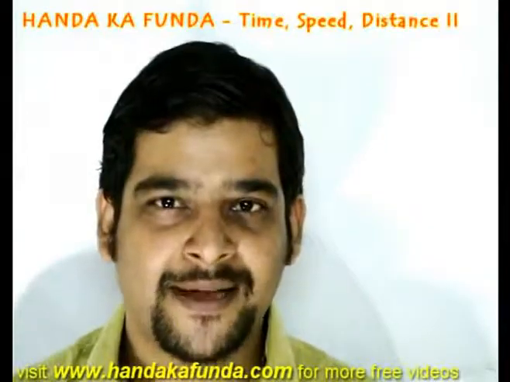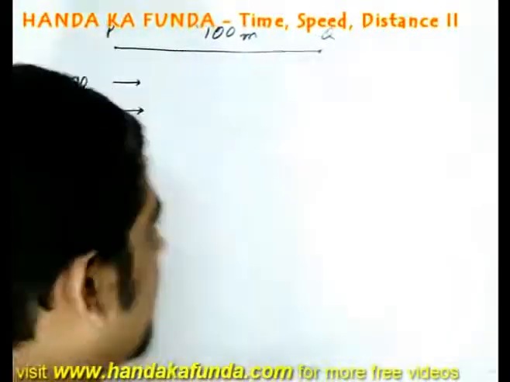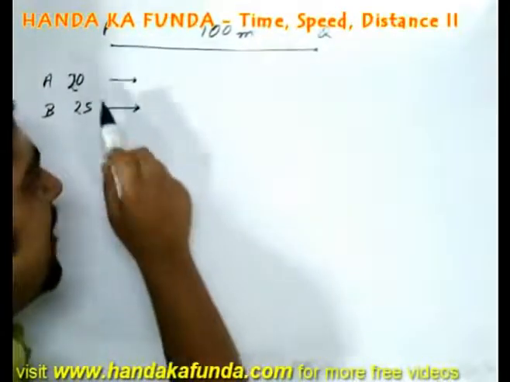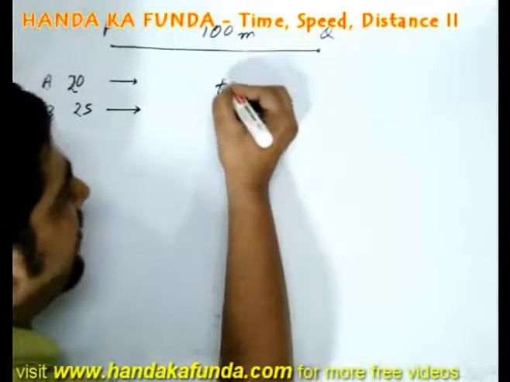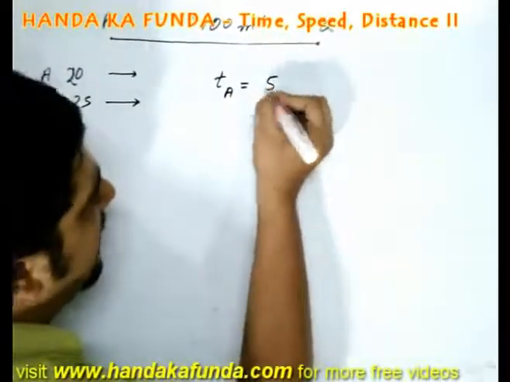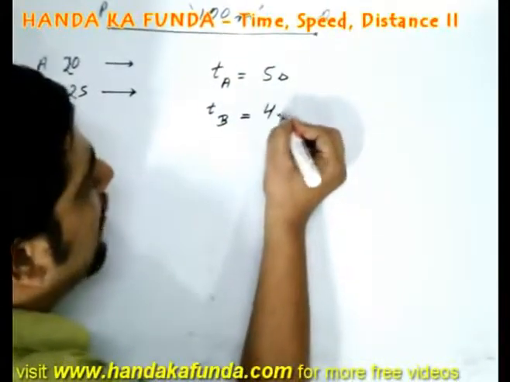Let us look at some of the cases in a linear race. Let us talk about a race of 100 meters. There are two people, A and B, who are running. Speed of A is 20 meters per second and B is 25 meters per second. Which tells me that the time taken by A to finish the race will be 5 seconds and the time taken by B to finish the race will be 4 seconds.